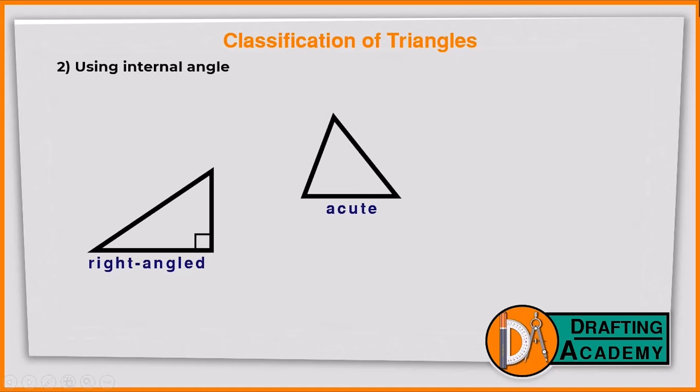Apart from the acute and right-angled triangle, we have another triangle which is named the obtuse triangle. It's obtuse because one of its internal angles is greater than 90 degrees but is less than 180 degrees. This angle here is the one that's making this triangle be called an obtuse triangle. In some cases, an obtuse triangle can actually be an isosceles triangle if two of the sides have the same length.